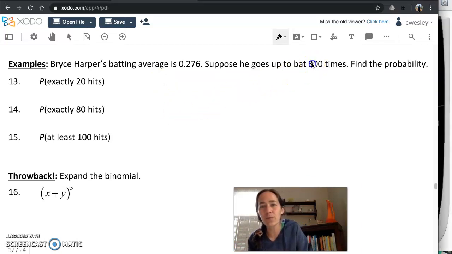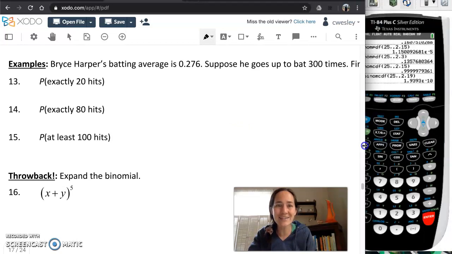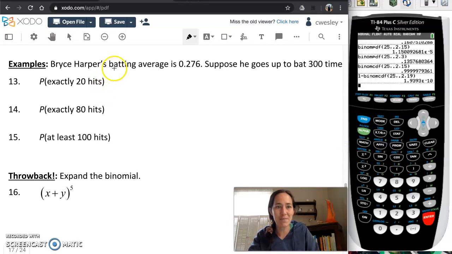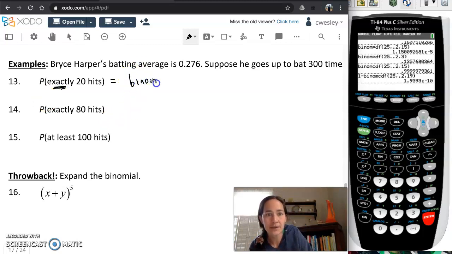And we're doing an experiment where we look at his next 300 at-bats and finding probabilities. Have the calculator handy for this. What's the probability he gets exactly 20 hits in 300 at-bats? So exactly 20, when I see that word, that makes me think of a PDF, probability distribution function. So binomPDF could be the work that I show.